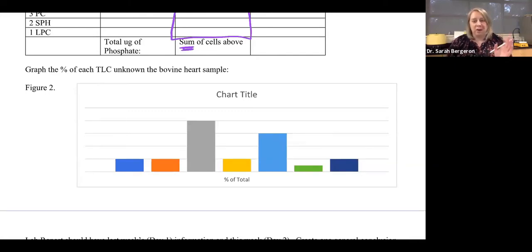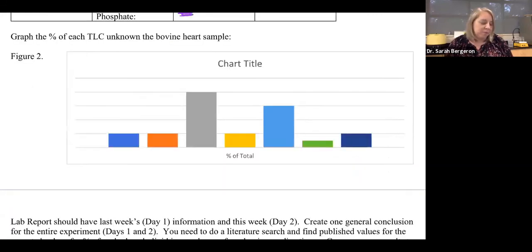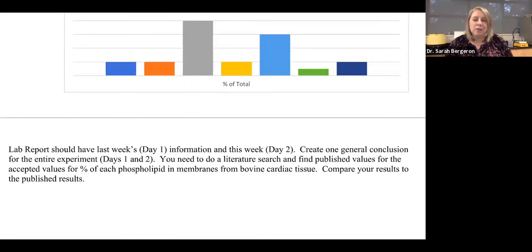And it will just be a bar graph that sort of looks like this. And you'll have some columns that are big and some columns that are not so big. But I want you to see the distribution of the different phospholipids within the sample. So it's important when you do this to understand how this relates to published data that's out there. So what I want you to do is go out on the web, find a good verified source that has percentage of our different phospholipids in membranes from bovine cardiac tissue.